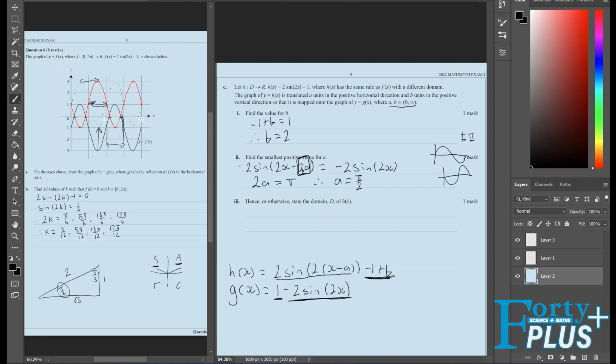Lastly, they want us to find the domain of h of x. So the way we're going to do that is we're simply going to take the original domain, which was 0 to 2 pi, and then we're going to apply the translation, which was negative pi on 2. So that means that 0 is going to become negative pi on 2, and 2 pi is going to become 3 pi on 2.